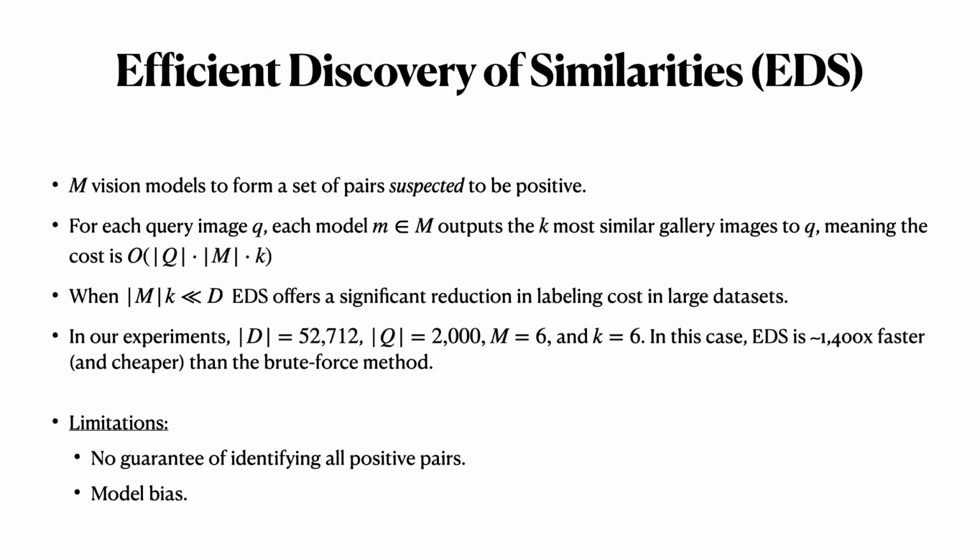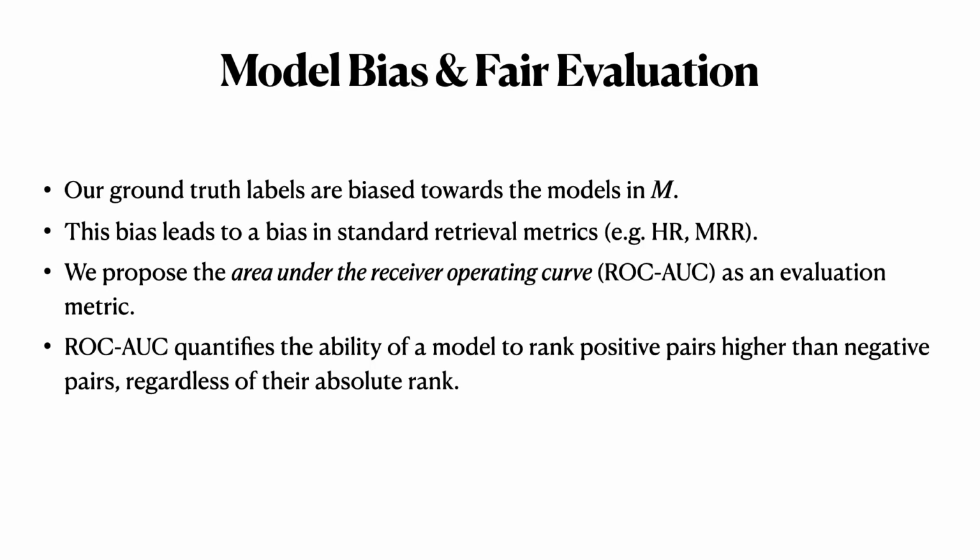So in our work, we propose the efficient discovery of similarity method, the EDS, that enables the efficient discovery of positive pairs. EDS utilizes a set of vision models to form a set of pairs suspected to be positives. These suspects are then reviewed by experts that determine whether each suspect pair is indeed positive. The main assumption behind EDS is that models can serve as a proxy similarity measure on the pairs in the dataset, and hence the produced set is likely to contain a high fraction of true positives.